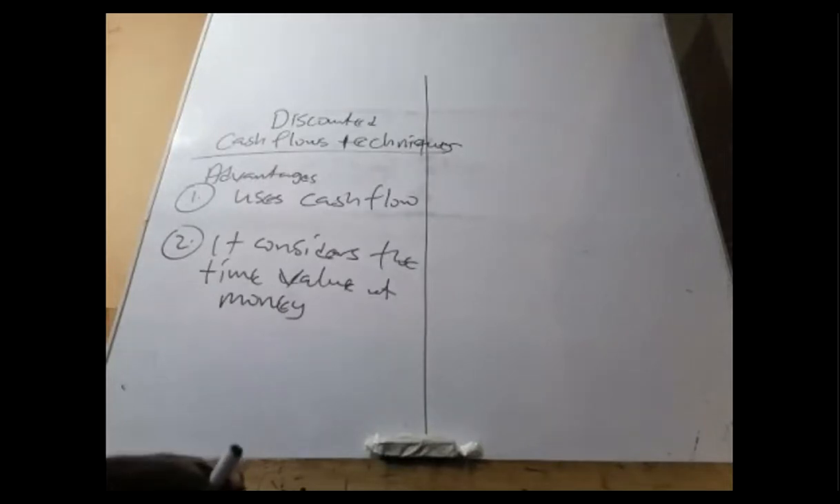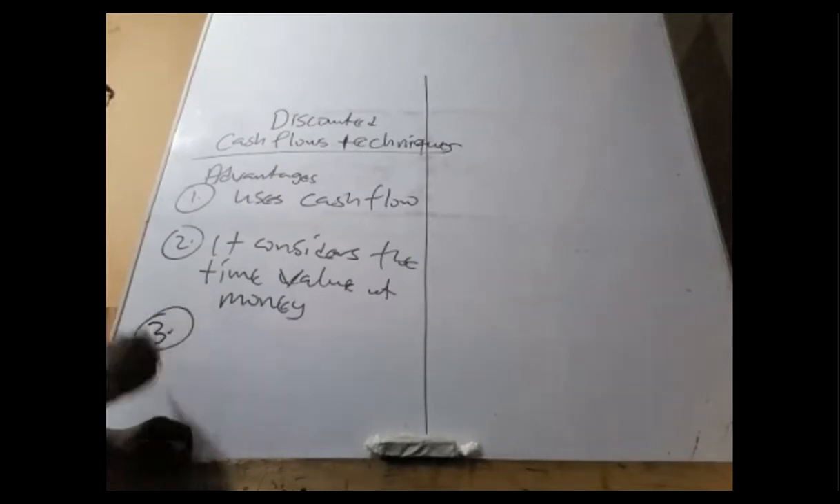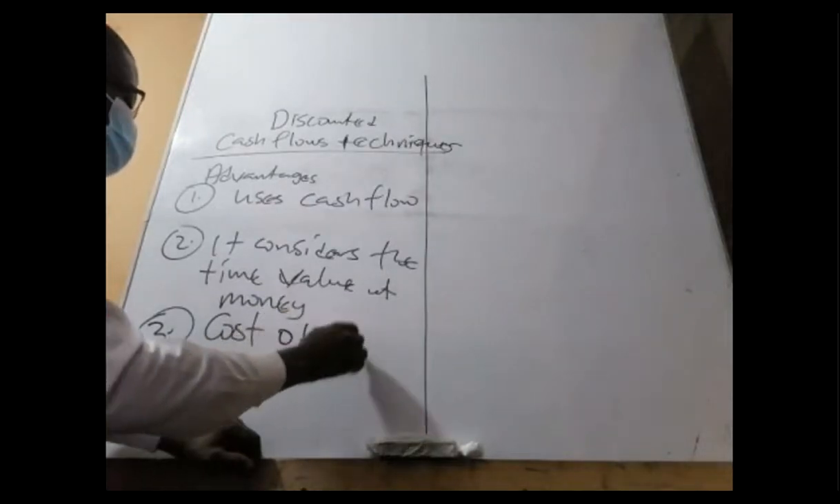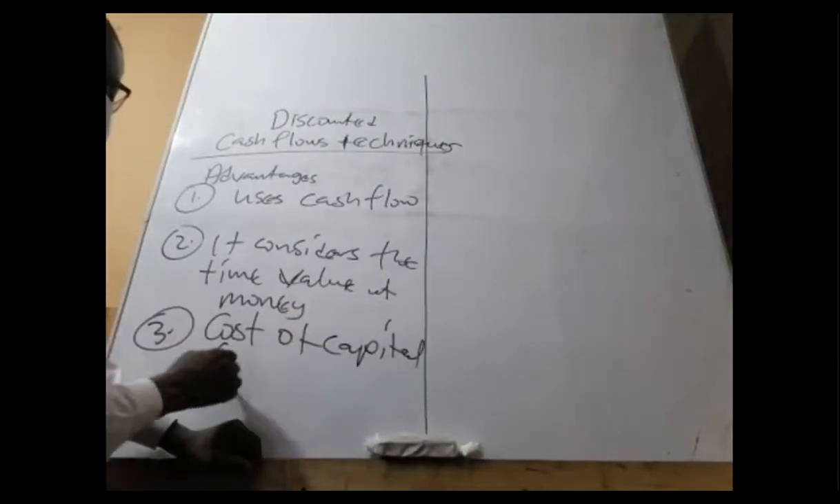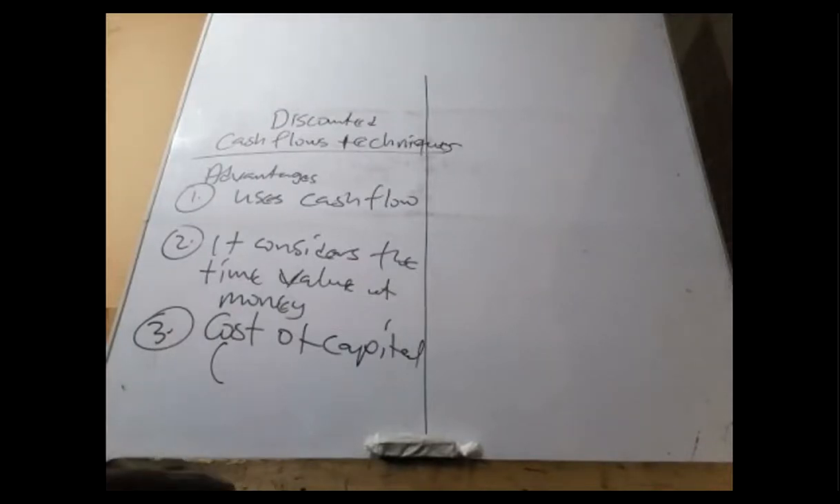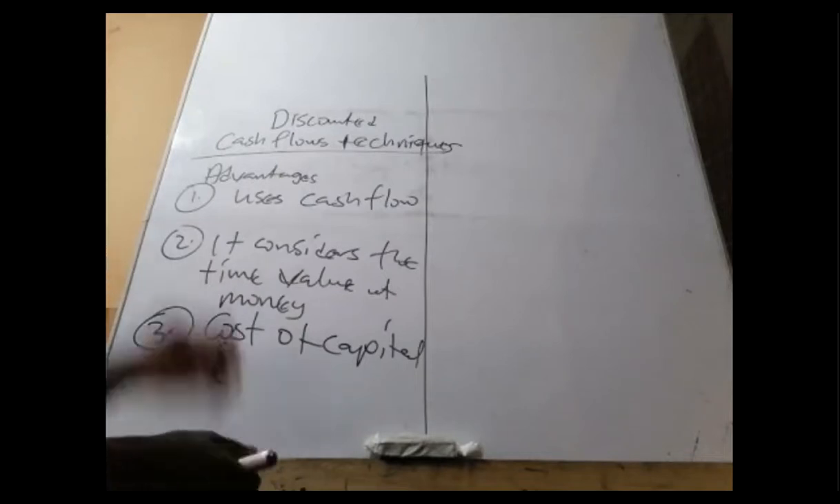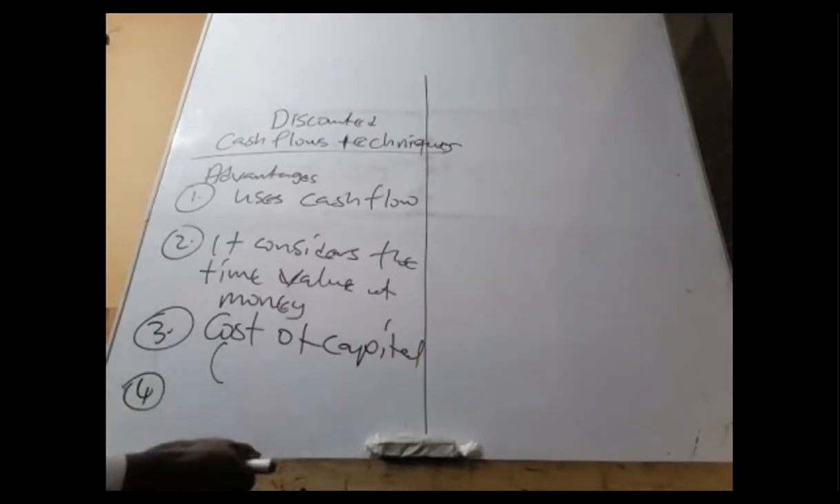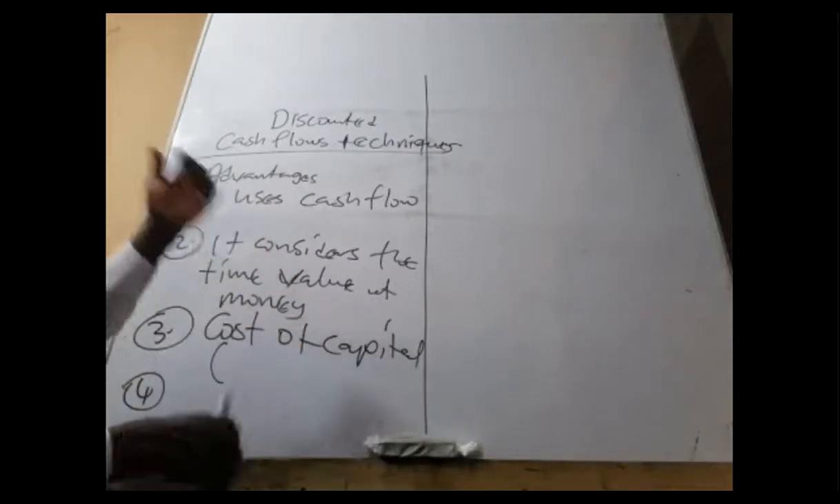Good. And then number three, the discounted cash flow techniques use what we call the cost of capital, meaning that it discounts the cash flows. Now, number four, we can say that most of the discounted cash flow techniques consider the entire cash flow. Most of these methods consider the entire cash flow.